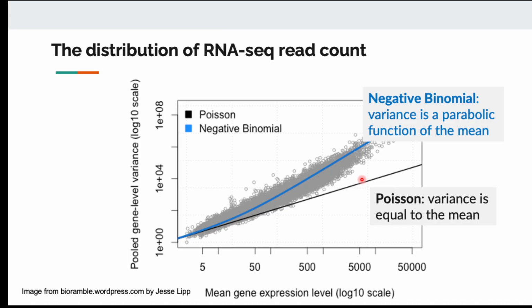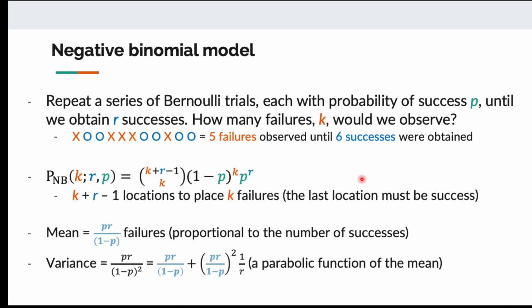So let's see what the heck this distribution, negative binomial, is. We know about binomial distribution. So binomial, we have an event with a certain probability of success, and we observe it many times. And we ask how many successes do we obtain?